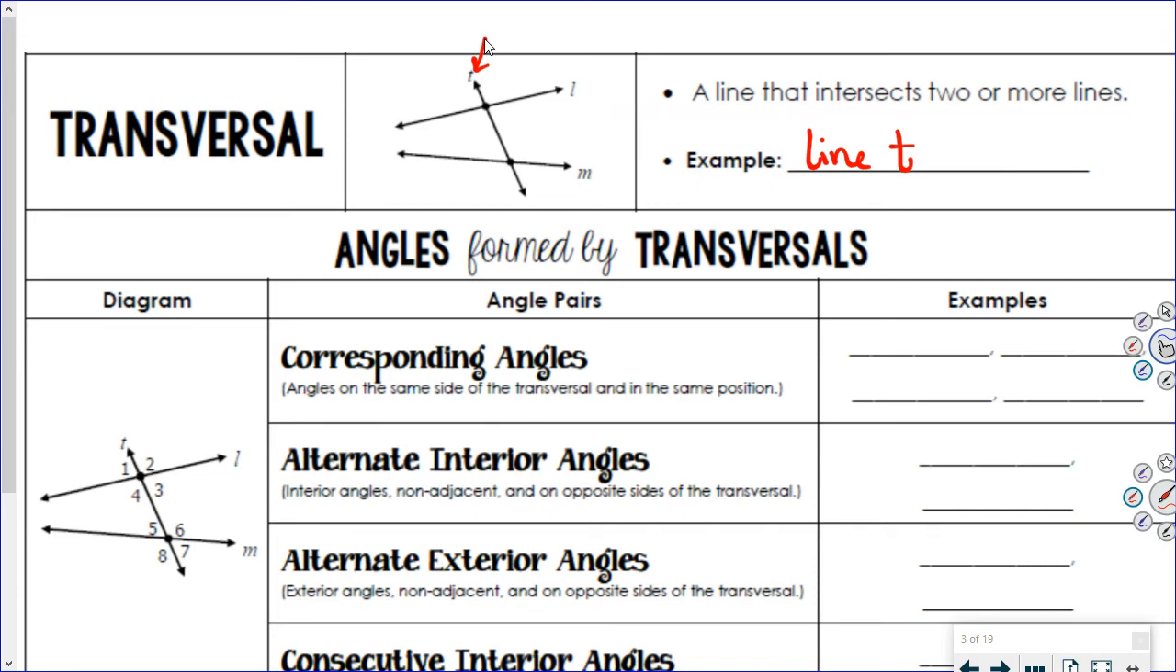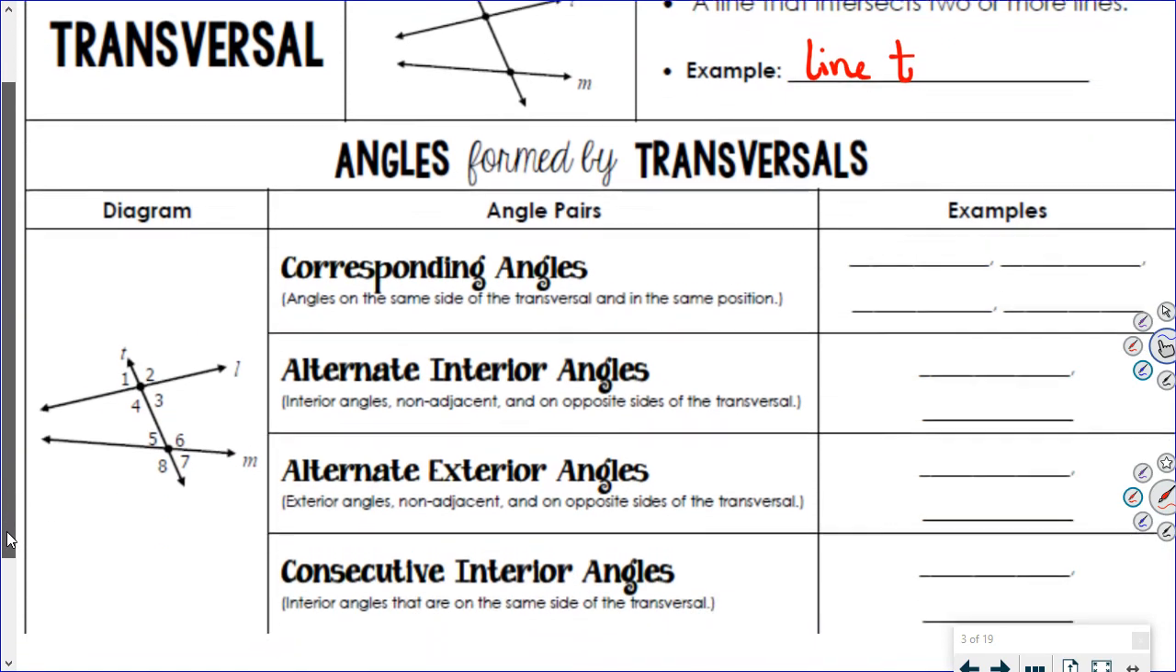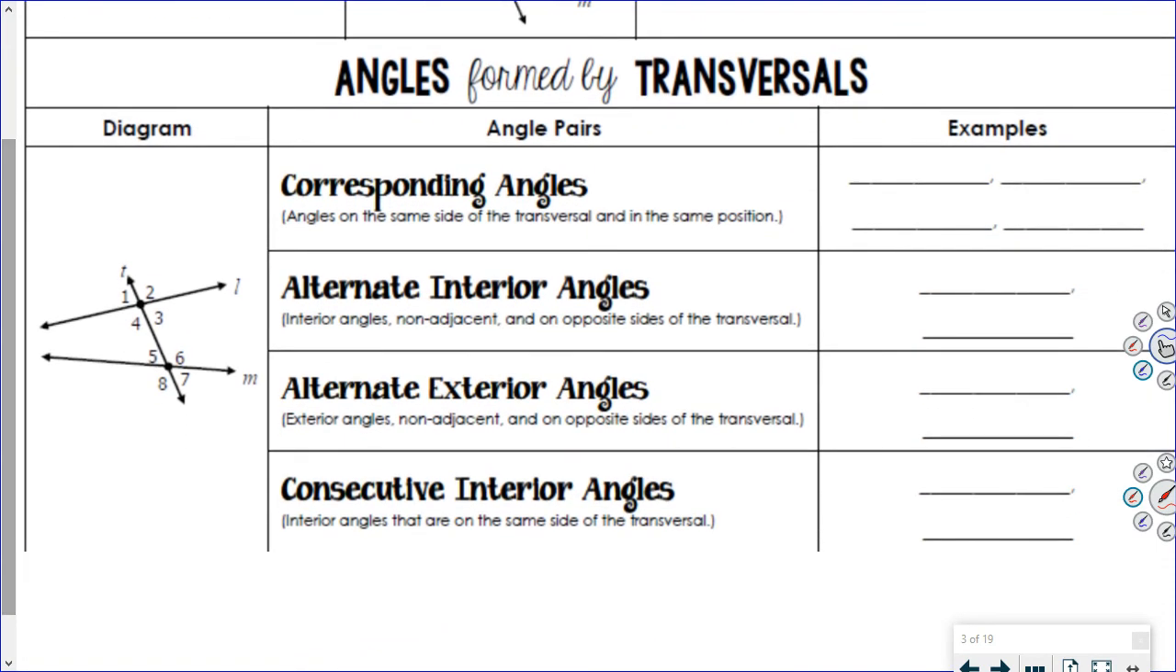Okay, line T is considered the transversal. Now, if you notice here, you've got some definitions. Corresponding angles are angles on the same side of the transversal and in the same position. The key is in the same position. So what I always encourage people to do when they first learn this is to outline the intersections with boxes.